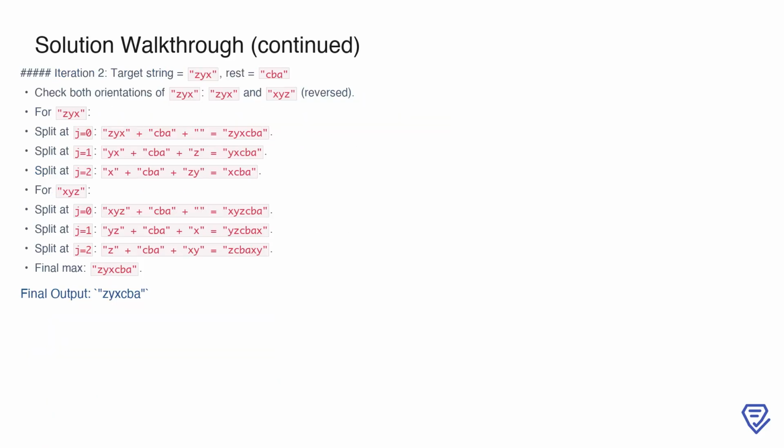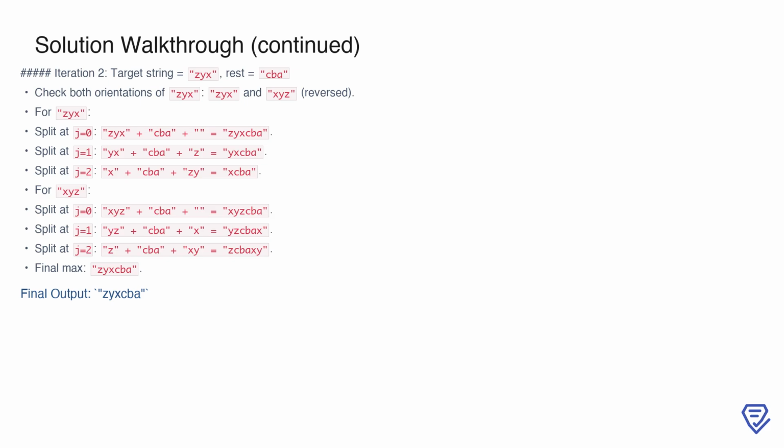In the second iteration, we now treat ZYX as the target string and CBA as the rest. We again consider both orientations of ZYX, which are ZYX and its reverse, XYZ. For ZYX, splitting at position 0 results in ZYX plus CBA, forming ZYXCBA. Splitting at position 1 gives YX plus CBA plus Z, resulting in YXCBAZ. Splitting at position 2 gives X plus CBA plus ZY, forming XCBAZY.